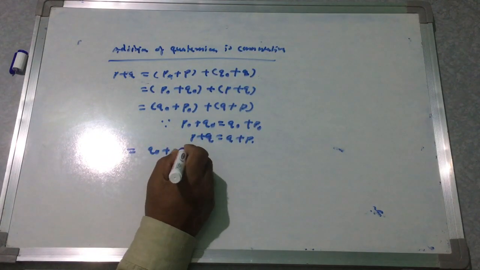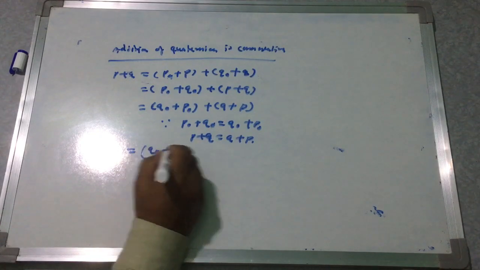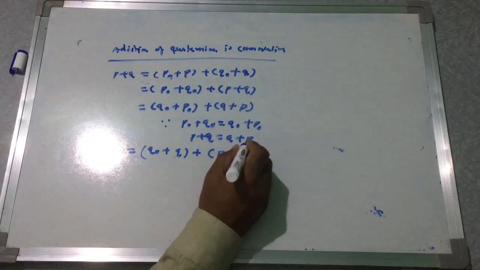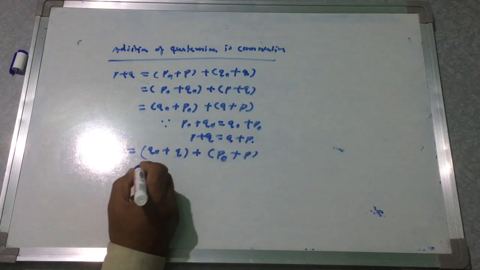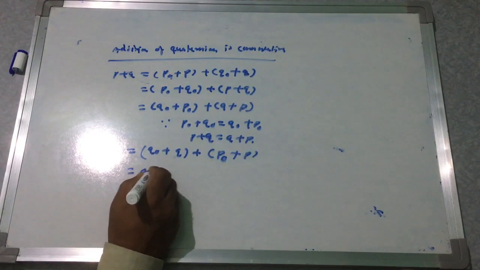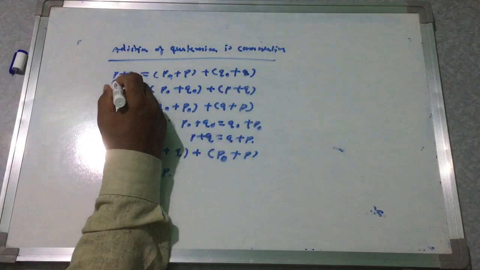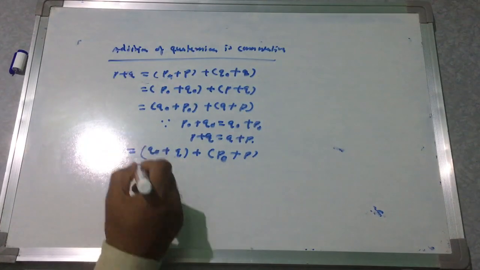So this is equal to P0 plus Q plus P0 plus P, that is again Q plus P. So commutative it holds, P plus Q is equal to this one, Q plus P.